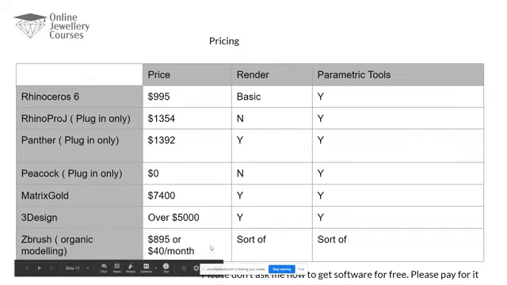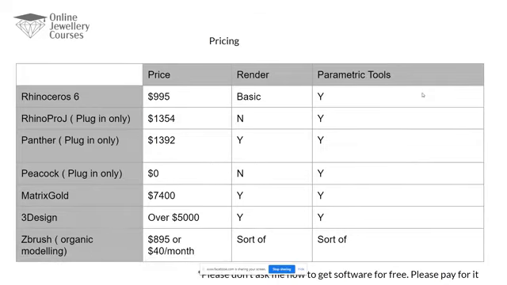Also, I want to make my point at the end of this. Please don't ask me if I can get you the software. I don't really support hacking. Please pay for it, or just use a trial version. Rhino has a 30-day trial version. Rhino Pro J, I'm pretty sure you can do it as well. Panther, 30 days. Peacock, it's free, so have fun. Matrix Gold, I don't think you can get a demo for that. 3D Design, I don't think you can get a demo either. And ZBrush, to be honest, I'm not sure.